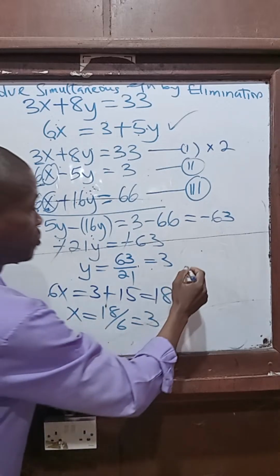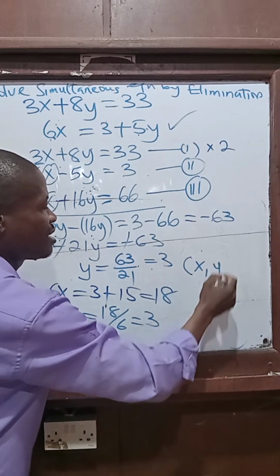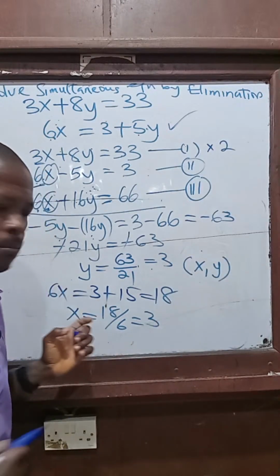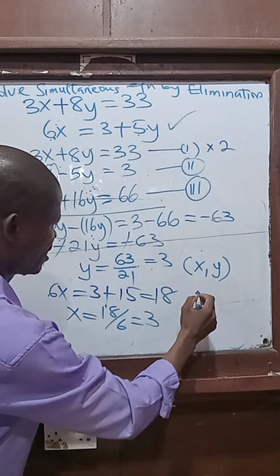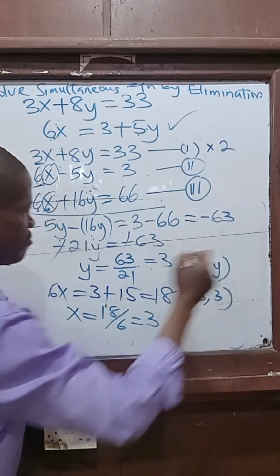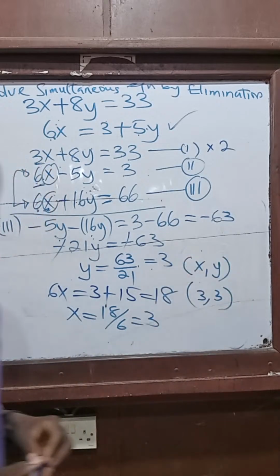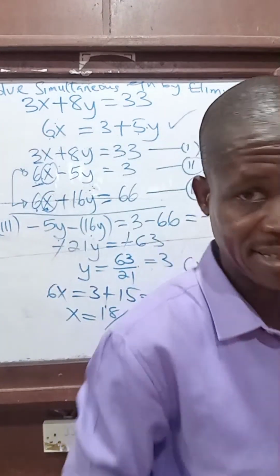Then the next thing to do, if you want to write in the coordinates form, that will be (3, 3). Okay, so that's that.